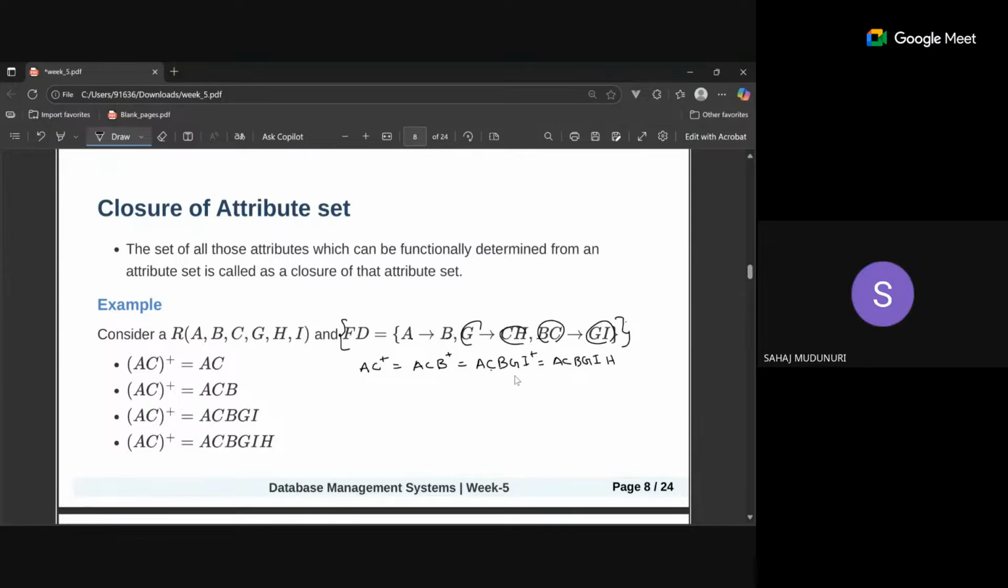Sir, what do you mean by R and ABCGHI in brackets? R is a relation, right? Yeah, a relation with the following attributes. What does the plus mean? I didn't understand. Plus means closure. This plus denotes the closure of it.